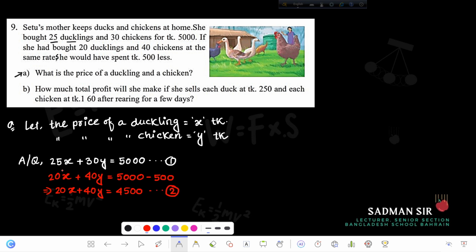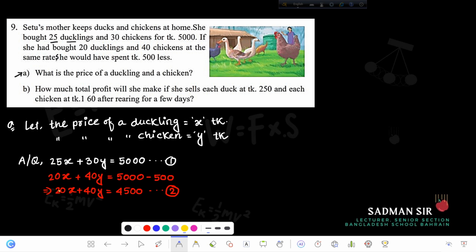So we need to find the value of x and y, and we have two equations. So far we have learned 4 methods, right? Substitution, elimination, cross multiplication, and graphical method. Using any of the methods, we can solve these two equations and find the value of x and y. Here I'm going to use the elimination method. You can choose any other method if you want, no problem. In the elimination method, we have to equate the coefficient of either x or y. Here the coefficient of x is 25 and here the coefficient of x is 20.